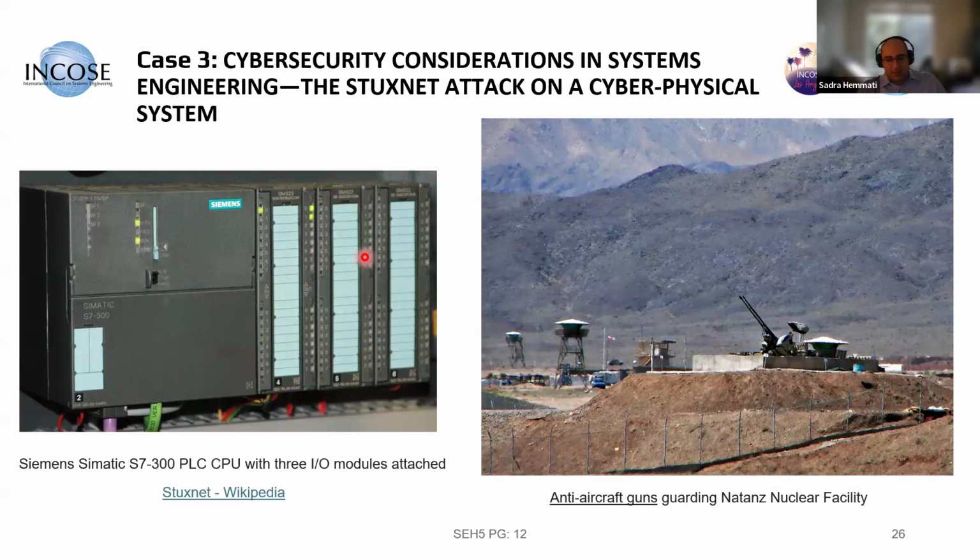For the third case study, this is about a cybersecurity case study for a software bug or a virus attack on a cyber physical system. One of the attack vectors was the Siemens PLC that they were using inside that plant, and we're going to talk about how things unfolded.